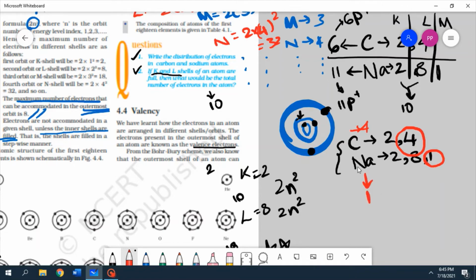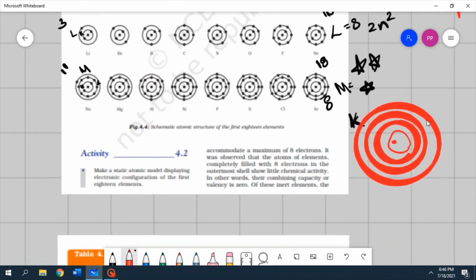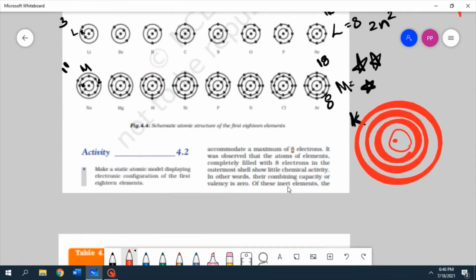We also know that the outermost shell of an atom can accommodate a maximum of 8 electrons. That's what we read previously in the lesson. It was observed that atoms of elements completely filled with 8 electrons in the outermost shell show little chemical activity. I want you to think about this question. Once I finish posing the question, pause the video, think about it, and play the video again once you get the answer. What type of elements show little chemical activity? Pause the video here, and play it again once you get the right answer.